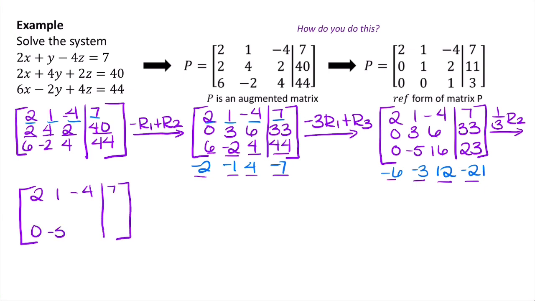And so I'm going to go ahead and write those down. And so that's going to give me 0. 3 times 1/3 is going to be 1. 6 times 1/3 is going to be 2. 33 times 1/3 is going to be 11.